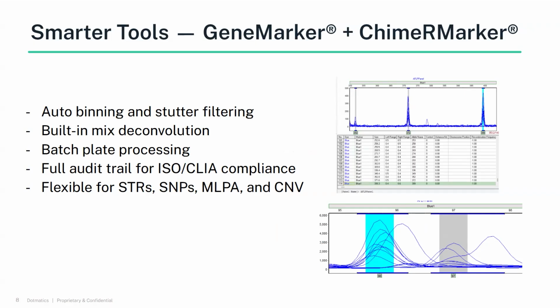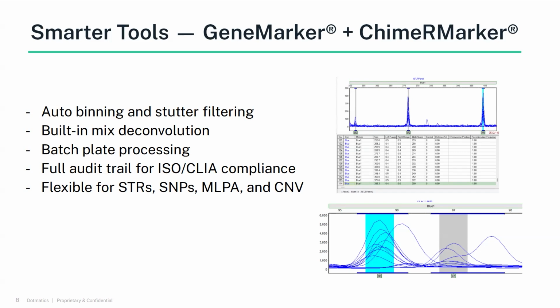GeneMarker and ChimeRMarker were built specifically to handle these problems. They are used globally in clinical, wildlife, agriculture, and forensics labs exactly for this reason. To further explore this, I'd like to take a look at examples of some of the issues and the solutions provided by GeneMarker and ChimeRMarker software.